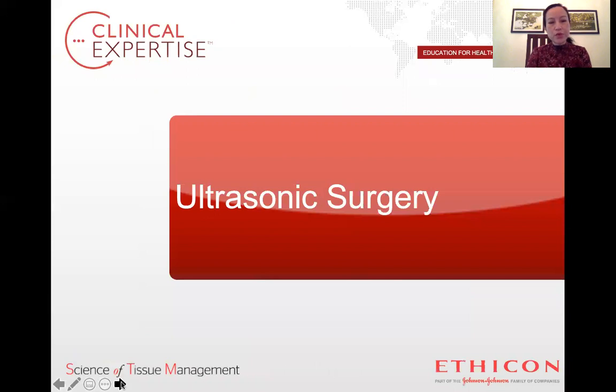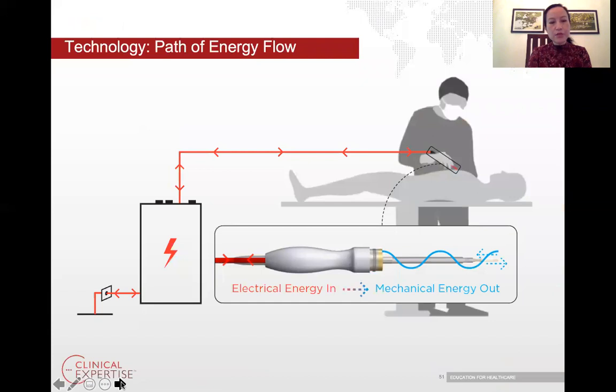Finally, we move on to ultrasonic surgery. The energy flow of an ultrasonic device differs significantly from monopolar and bipolar systems. Electrical current is delivered from the generator to a transducer or handpiece. And within the transducer, electrical current is converted to a mechanical wave. No electrical current is passed through the patient.